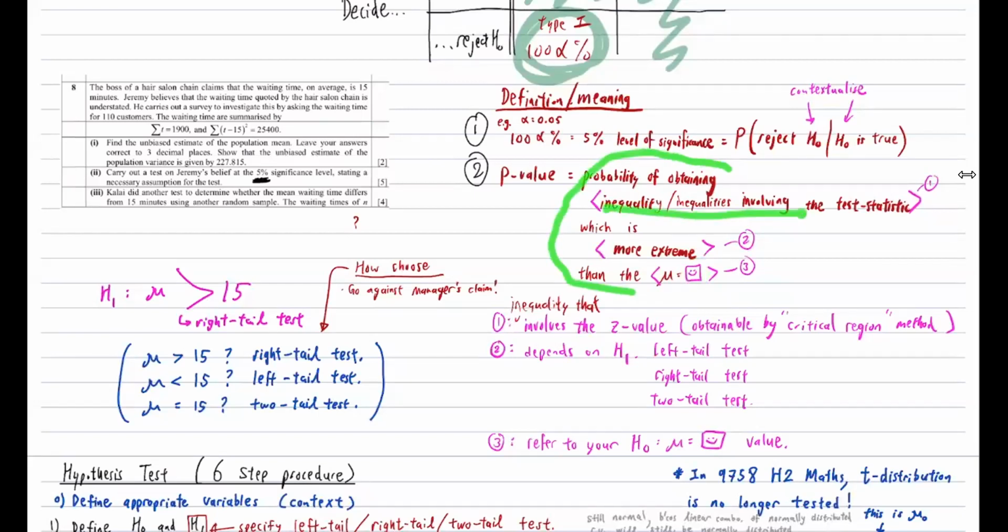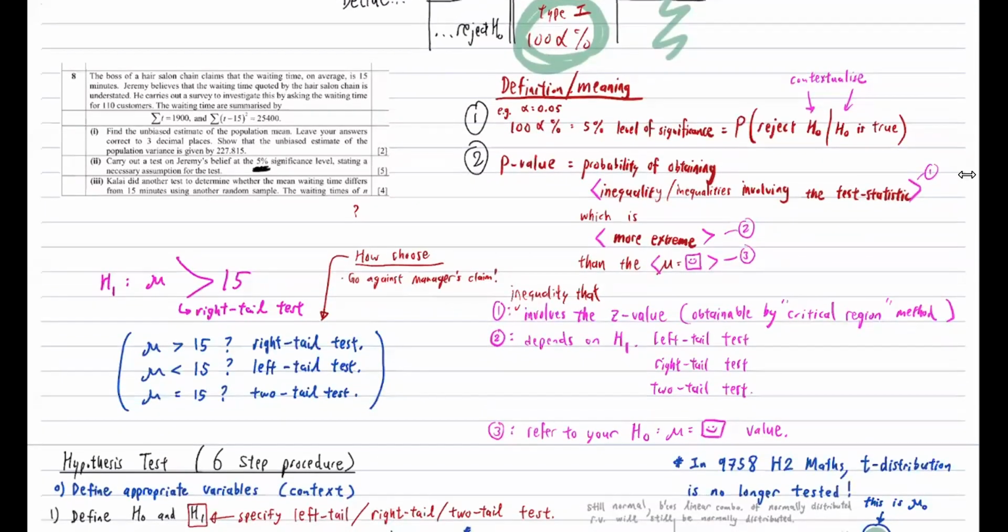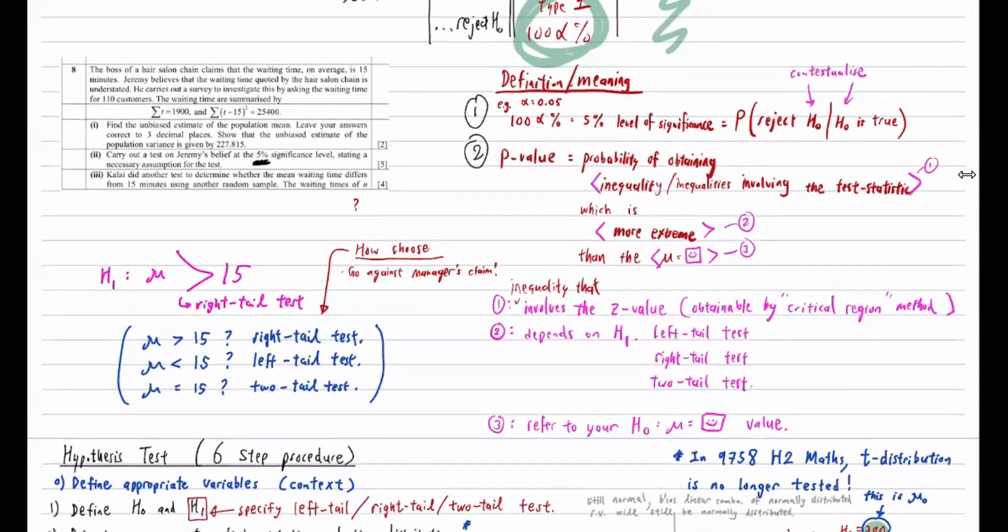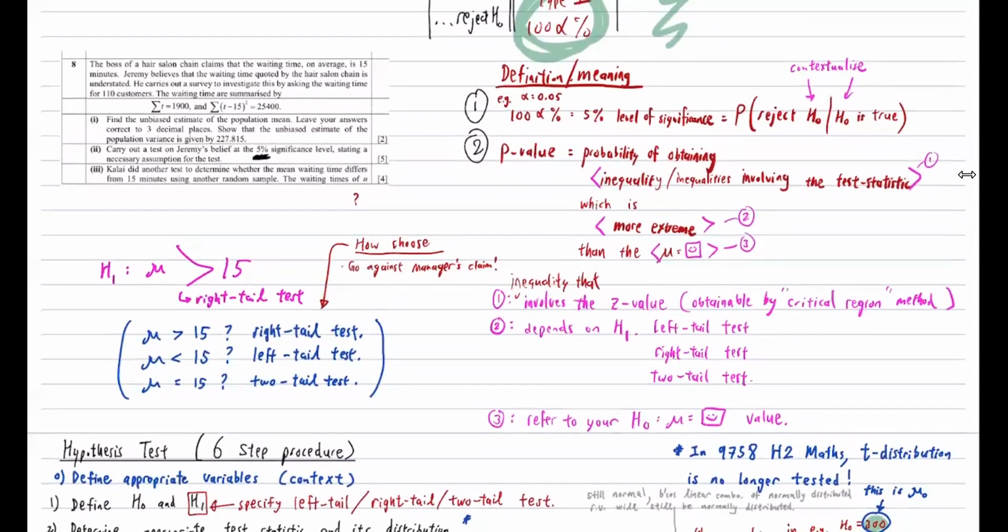Probability of obtaining that inequality, which is more extreme, more than, compare it with the corresponding quantile value for the alpha, then the mu equals happy face, the value from the H naught. Okay, I will show you in an example later. Okay, clear. That's what I forgot to mention, the definition. Then the rest I haven't really talked about.